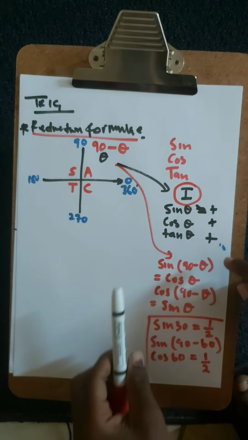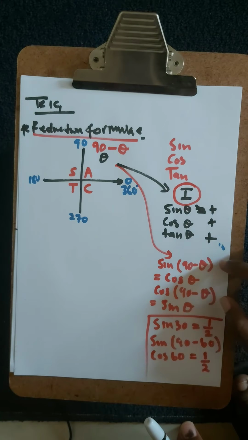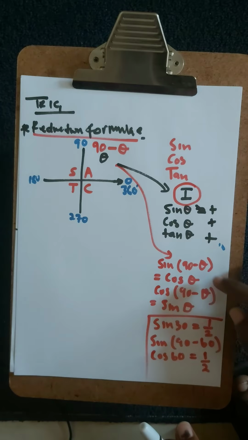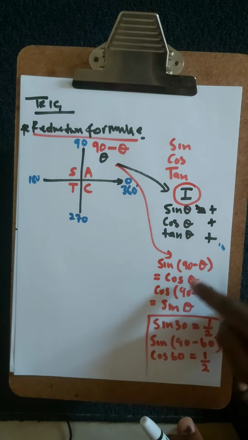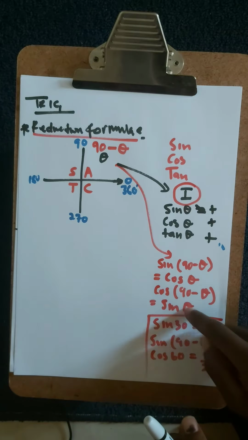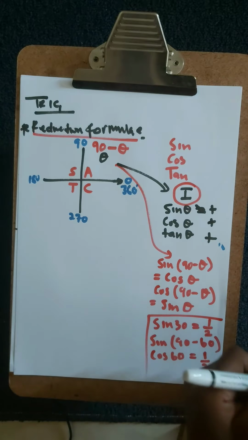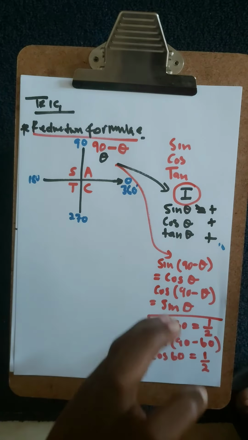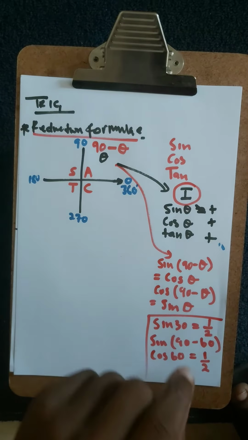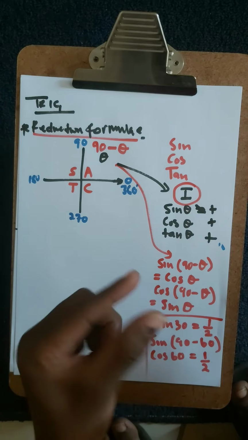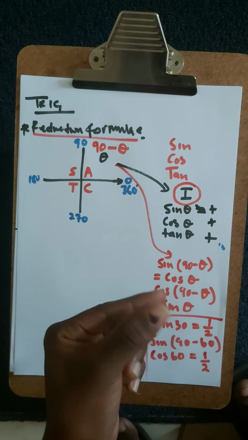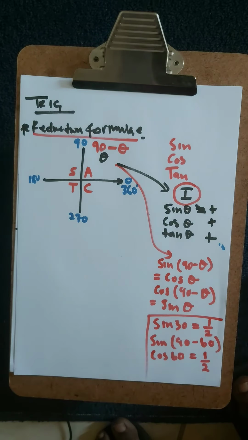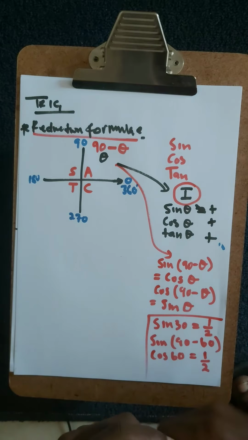So in the first quadrant we have sine theta, cos theta, tan theta, all positive. Sine of 90 minus theta is cos theta, cos 90 minus theta is sine theta. These ones are co-ratios. As long as the angles add up to 90 degrees, we can change from sine to cos, from cos to sine, when we see 90.